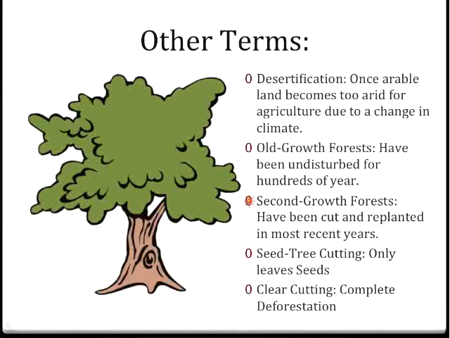And then there's 2 types of cutting that are real important in this case study that we learned about. The first is seed tree cutting, and this is when you cut down a whole forest of trees, only leaving the seeds to replenish the supply. And then there's clear cutting, and this is when you completely deforest the area.